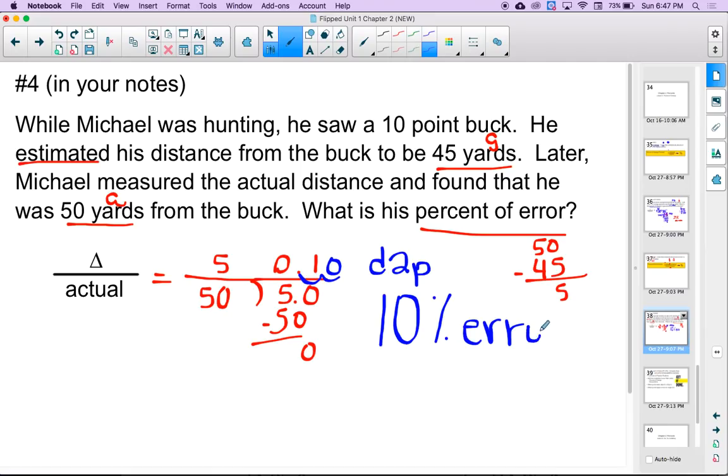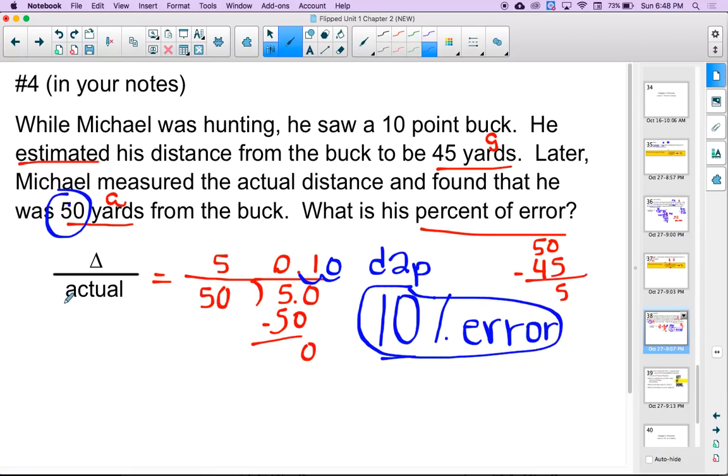So Michael measured the actual distance. His actual distance was 50 yards. That means he was 10% of this amount off in his guess. That means it's a pretty good guess. 10% is a pretty small margin of error. The bigger the number you see right here, the less accurate your guess was. So a 10% error means we could take 10% of 50 and figure out if it was 10% above or 10% below, and that could be used to find our 45 yards in the guess. Okay, so this is my final answer right here, 10% error.